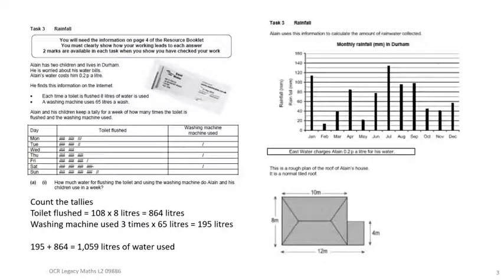So again, it's all about counting the tallies, then giving the answer that you need. And remember, a tally with a line gone through is equivalent to 5.